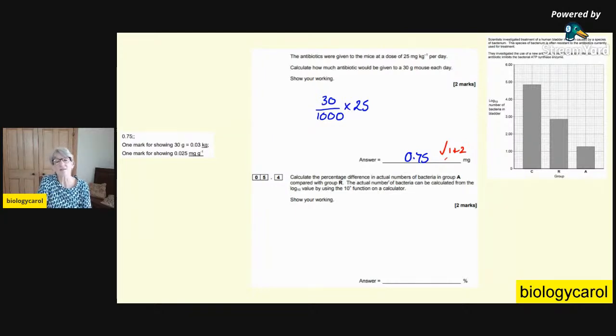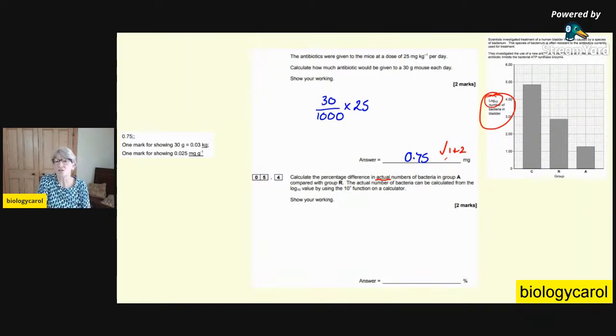Calculate the percentage difference in actual numbers. Notice here we've got log 10 numbers of bacteria in group A compared with group R. The actual number of bacteria can be calculated from the log 10 value by using the 10 to the power x function on a calculator. They help you out here. Show your working. Now, calculating a percentage difference means that you can either calculate the percentage increase or the percentage decrease. You can choose. There will be the possibility in the mark scheme for both of them.